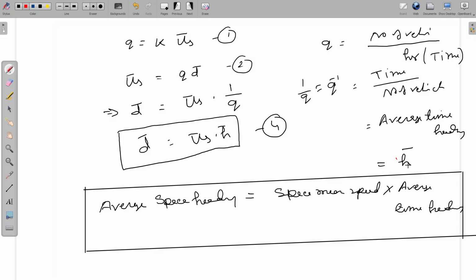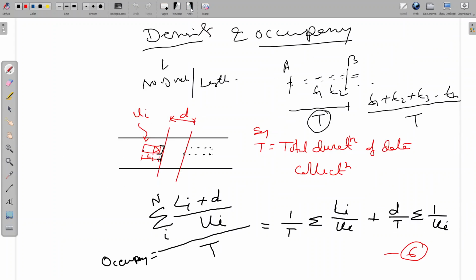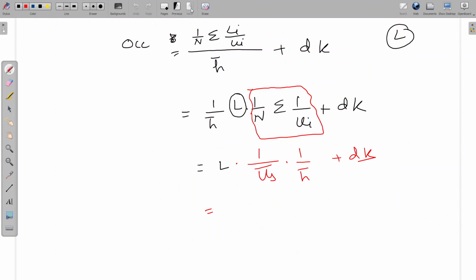So in place of h bar, I can write 1 upon q. Q means flow. Okay, right? So average time headway is nothing but the inverse of the flow. So you can see here, in place of average time headway, in the next equation I write L divided by average space. 1 upon h bar is nothing but q, because h bar is 1 upon q, plus D into q.